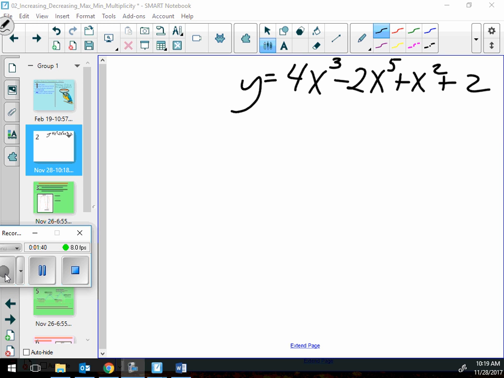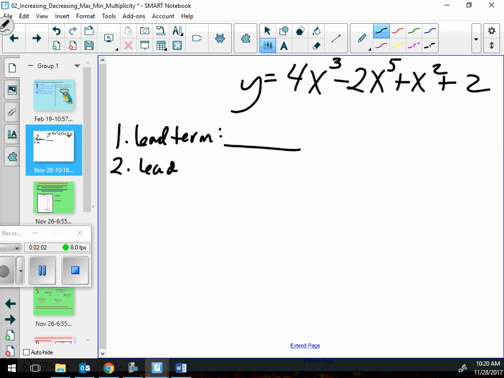This is one of those units with a lot of little things to know. They're not that hard, but there's a lot to know. Like, for instance, you'd have to be able to tell me what is the lead term. Number 2, you don't have to write out the questions, but you do need to write out the answers. Okay. Number 2, and you can confer with your partner, what is the lead coefficient?